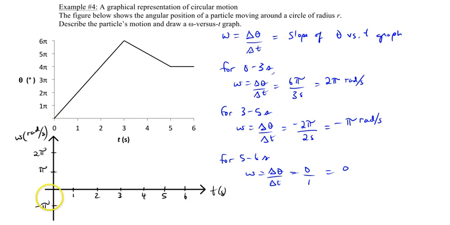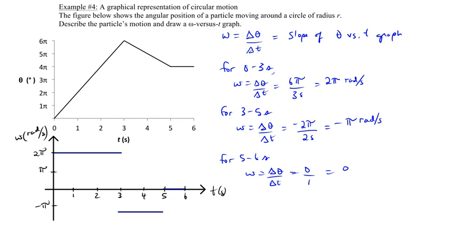There I plotted an axis of the angular frequency on the vertical axis and the time on the x-axis. We can see that during the first 3 seconds, there's a constant slope, and that slope is equal to 2 pi rads per second. So for 0 to 3 seconds, we have essentially a horizontal line. Then from 3 to 5 seconds, we have a constant negative slope of pi, negative pi. So from 3 to 5 seconds, we have another horizontal line below the x-axis. And then lastly, from 5 to 6 seconds, there is no slope, so there's that line right in here.